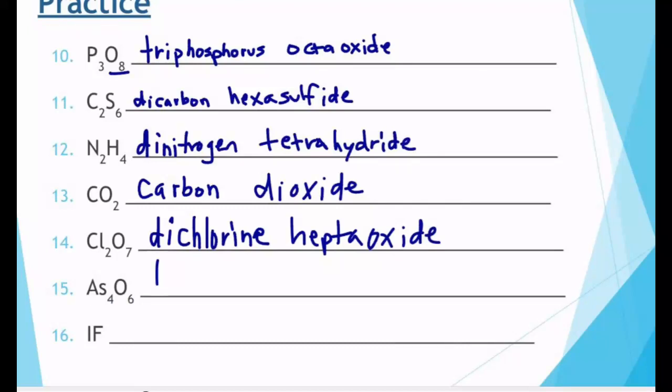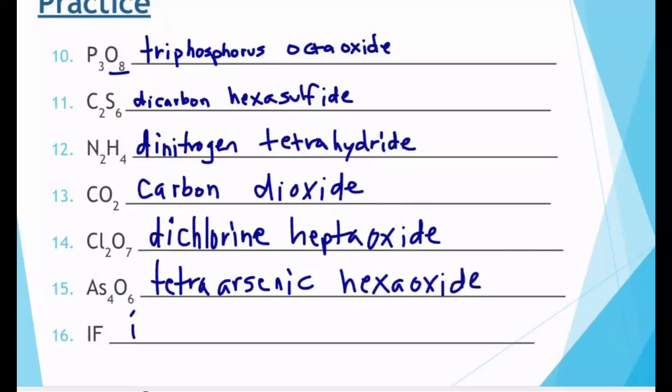Next one, 4 arsenic. 4 is tetra. And then we leave arsenic the same. And then we have 6 oxygens here. So 6 is hexa. And then, of course, changes to oxide like it always does.